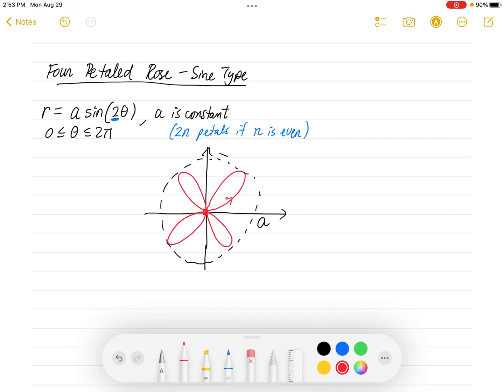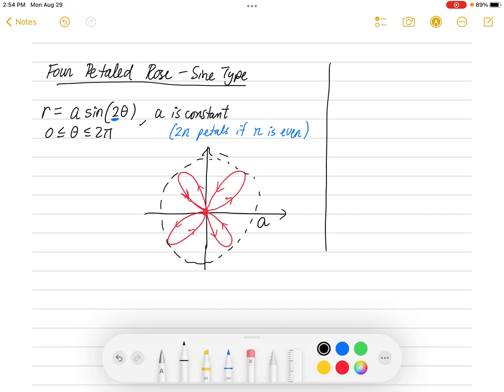So it starts at the center, it loops around in that first quadrant, and it goes into the 4th quadrant, then it goes into the 3rd quadrant, and then it comes into the 2nd quadrant, and then goes back to the origin. It just keeps repeating if you increase the angle. Okay, so that's a sine rose with 4 petals.